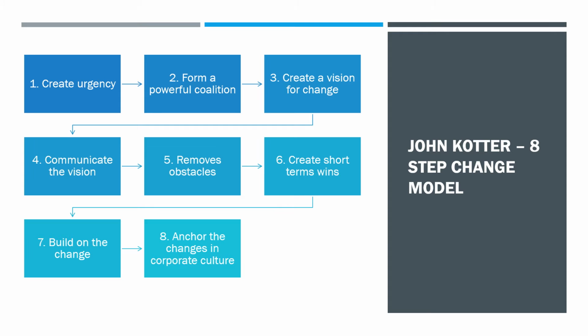Let's follow John Kotter's 8-step change model, which includes step 1, create urgency, step 2, form a powerful coalition, step 3, create a vision for change, 4, communicate the vision, 5, remove obstacles, 6, create short-term wins, 7, build on the change, and 8, anchor the changes into the corporate culture.